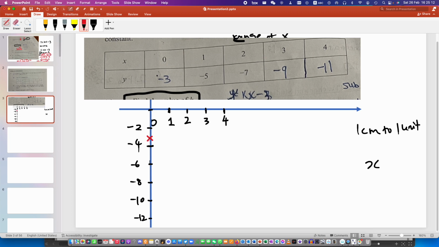0 and negative 3. 1 and negative 5. 1, negative 5 here. Okay? So it's 2 and negative 7. 2 and negative 7, in between. Okay? 3 and negative 9. You must use your ruler, by the way. 4 and negative 11.